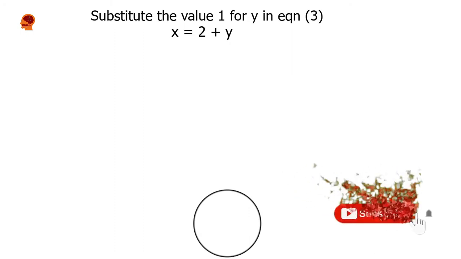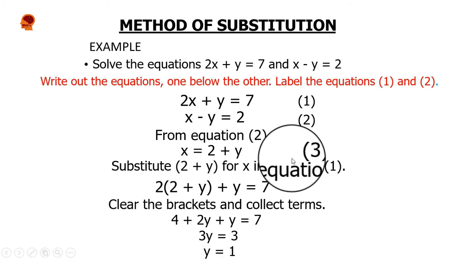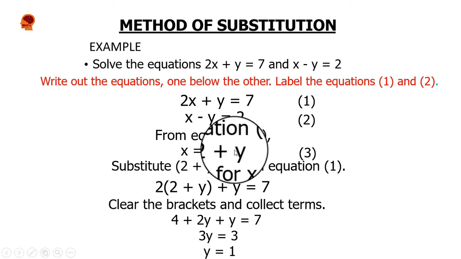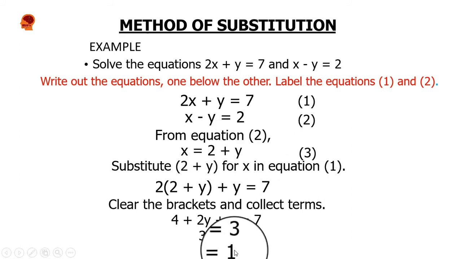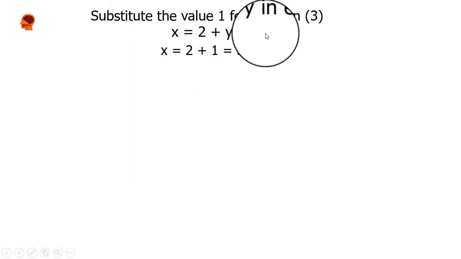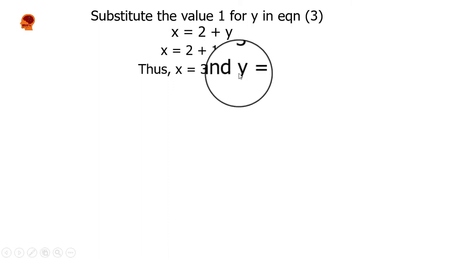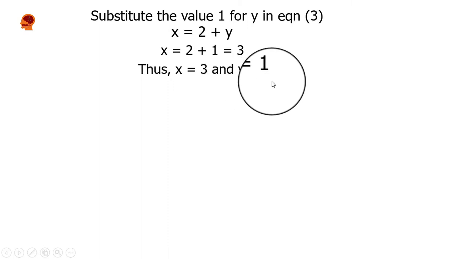So x equals 2 plus y. That's our equation 3. Don't forget from this place. Okay, you see x equals 2 plus y equals 3. And don't forget that y here is 1. So we are going to solve for it now. So x equals 2 plus the value of y, which is 1, and that gives us what? x equals 3. So x equals 3 and y equals 1. It is very, very simple.